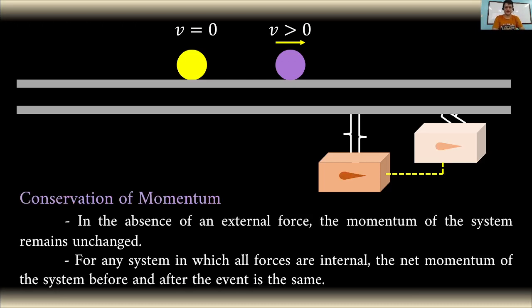This is what we call conservation of momentum. In the absence of an external force, the momentum of the system remains unchanged. For any system in which all forces are internal, which means that there is no external force or no external influence on the system, the net momentum of the system before and after the event is the same.